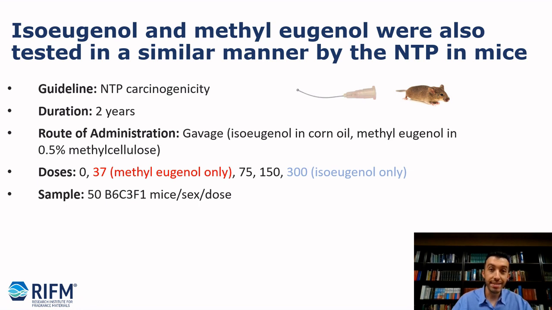Similarly to what was done in rats, the NTP also tested isoeugenol and methoeugenol in mice with similar study designs. Once again, the studies both had a two-year duration, administered the substance using gavage, and monitored the effects on a sample of 50 B6C3F1 mice per sex per dose. The vehicles were different, and there were slight differences in the dosing. The lowest treatment dose of 37 milligrams per kilogram per day was only tested for methoeugenol, and the highest treatment dose of 300 milligrams per kilogram per day was only tested for isoeugenol.